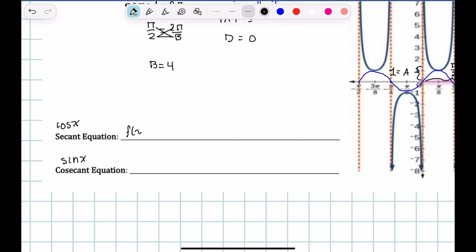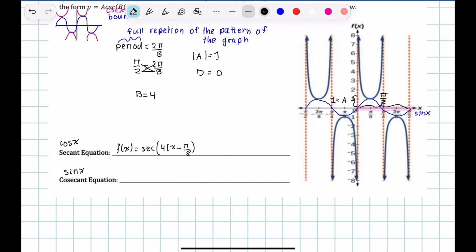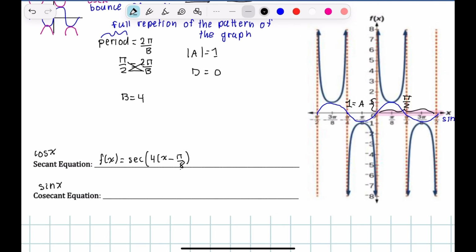Start with this. f of x is just going to equal secant of 4x minus pi over 8. And we know this because, for this, I'll highlight the points when we're done. Another variation is going to be f of x is equal to negative secant, so that's going to be a vertical reflection, of 4x minus 3 pi over 8.